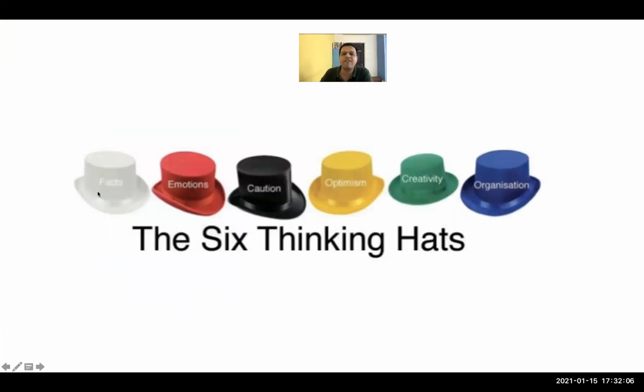White hat is all about facts. Red is all about emotions. Black is all about caution. Yellow hat is all about optimism. Green hat is all about creativity, and blue is all about organization.